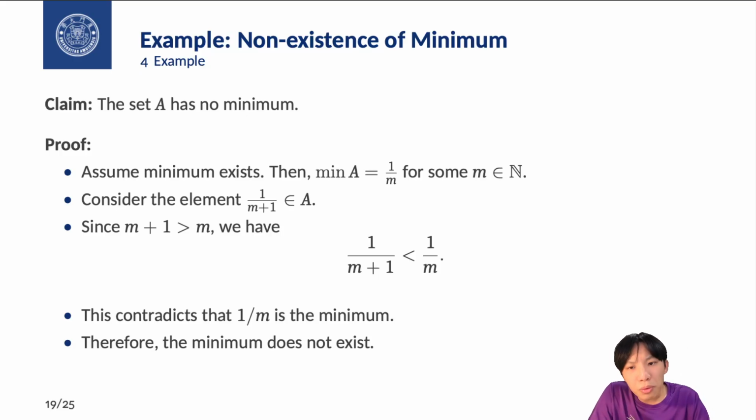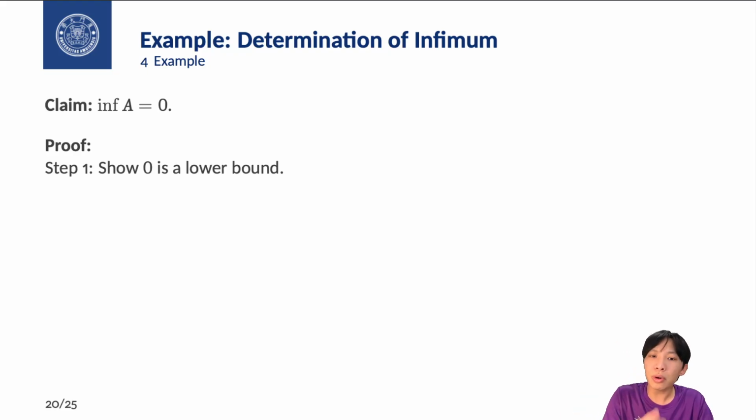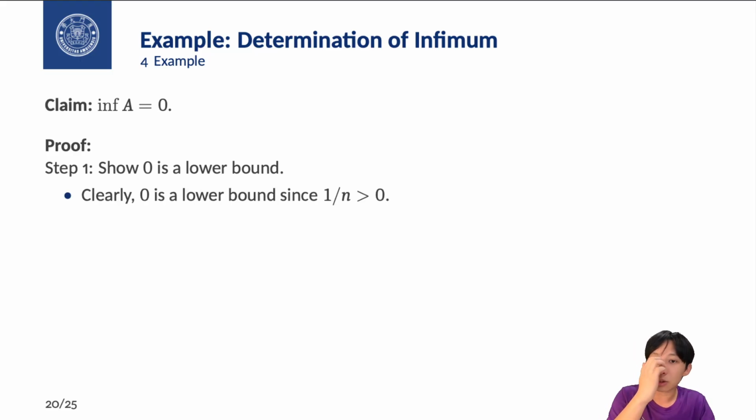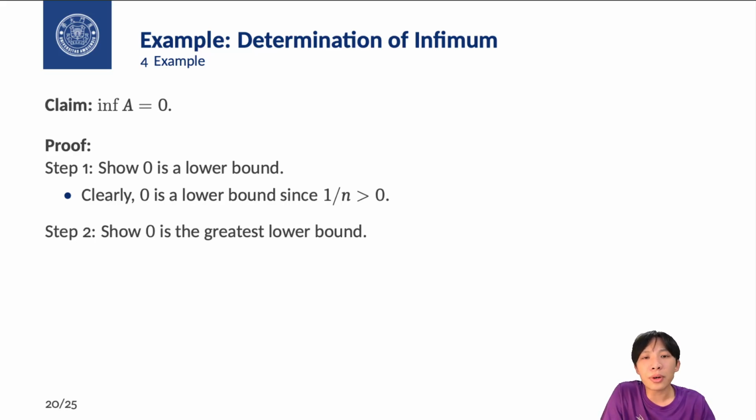Finally, we want to show that the infimum is 0. To show this, we use the definition of infimum. First, we want to show that 0 is a lower bound. And then we will show that any number greater than 0 is not a lower bound. Since n is positive, 1 over n is always positive. This means every element in the set is greater than 0. So 0 is a lower bound. Then we want to show that any number greater than 0 is not a lower bound.